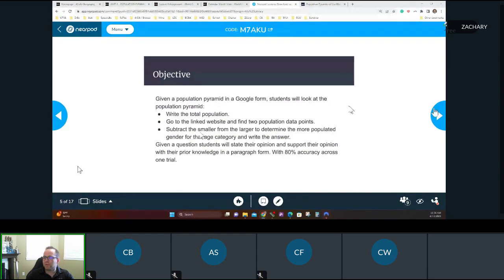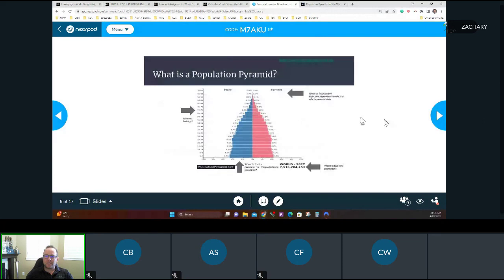All right. Okay, so here we go. So this is what a population pyramid looks like. This is from back in 2017.